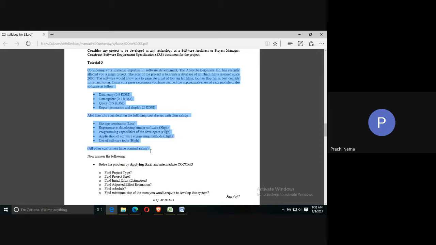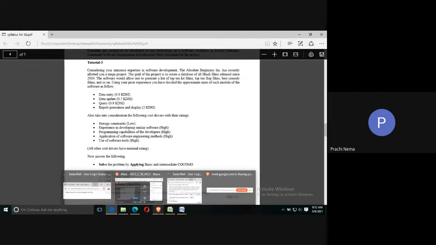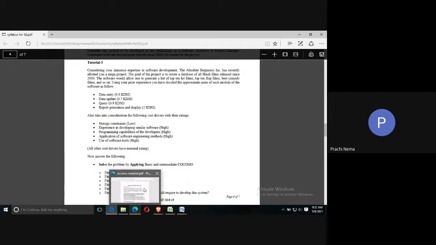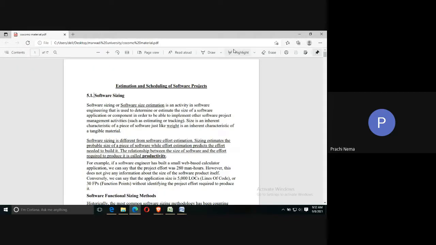For that, you must first understand the concept of COCOMO. It is a model which is used to estimate cost. First, we will study the concept, the method involved in COCOMO, and then we can do this numerical. So let us start with COCOMO.